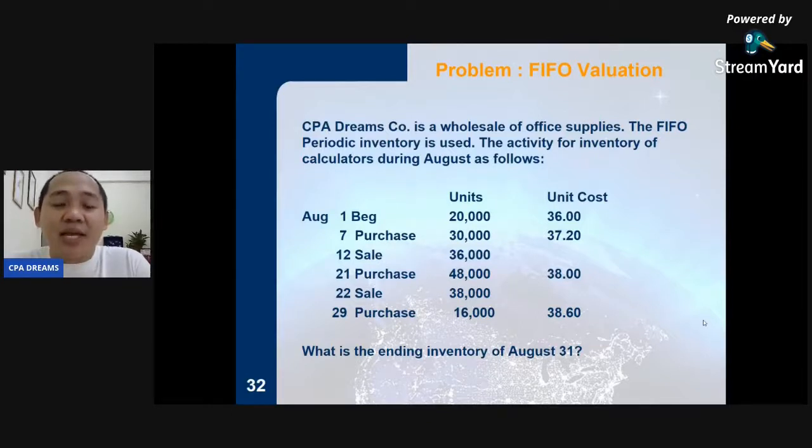So, another question here. FIFO periodic inventory. Okay? So, 20,000 at 36, purchase 30 at 37.2. Ito madali lang. What is the ending inventory on August 31? Okay? Ending inventory as of August 31. Madali lang ulit to. Simpleng-simple lang, actually. Yung iba is, merong strategy kung paano nila i-calculate yan. It will not take a lot of time. So, 1 minute only.